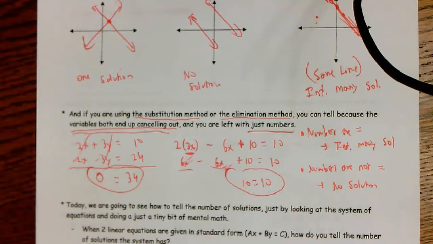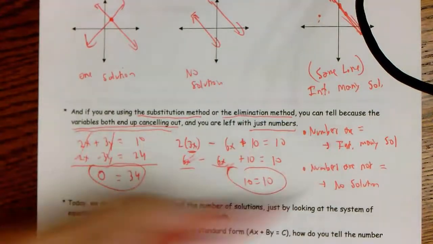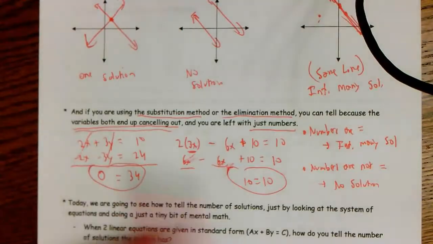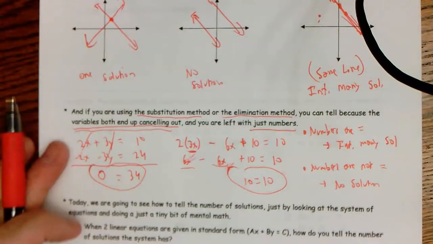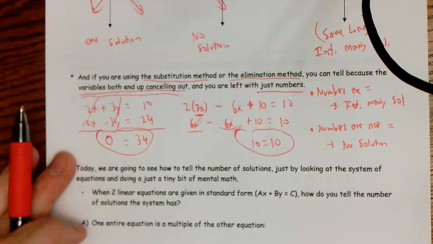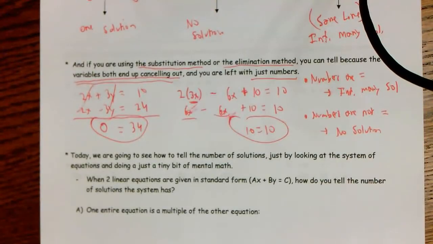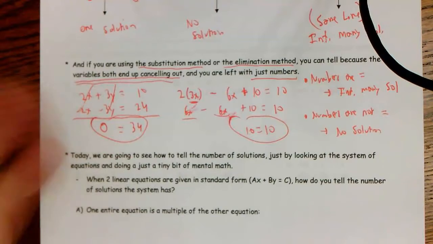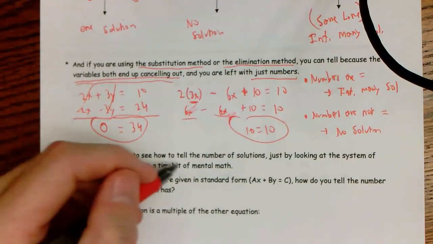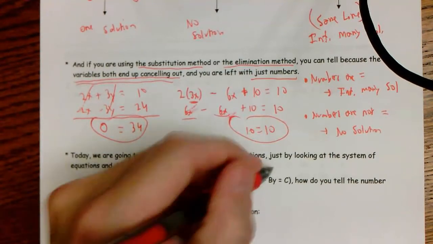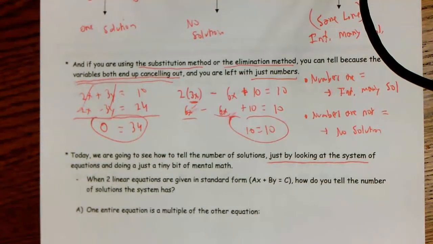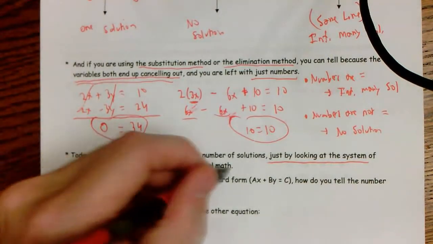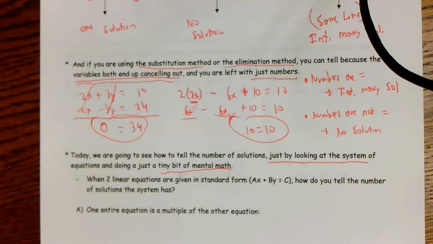But we'd like to do something different today. We'd like to save all this work, not have to graph it, not have to go through all the elimination and substitution method. Today, we are going to see how to tell the number of solutions just by looking at the system, and maybe doing a tiny bit of mental math. But we'd like to do this without doing really any work. And so here's how you might tell.